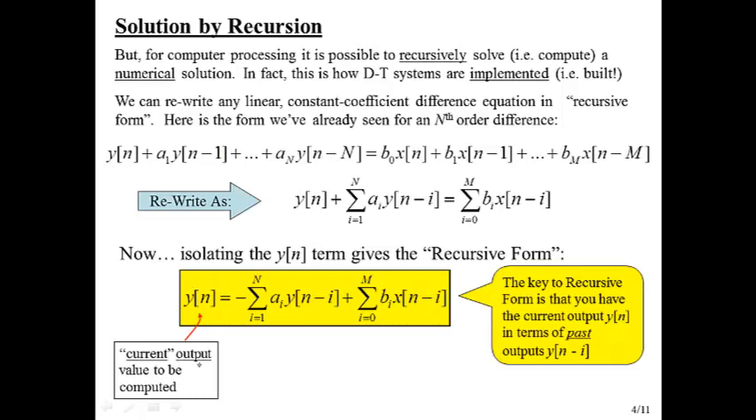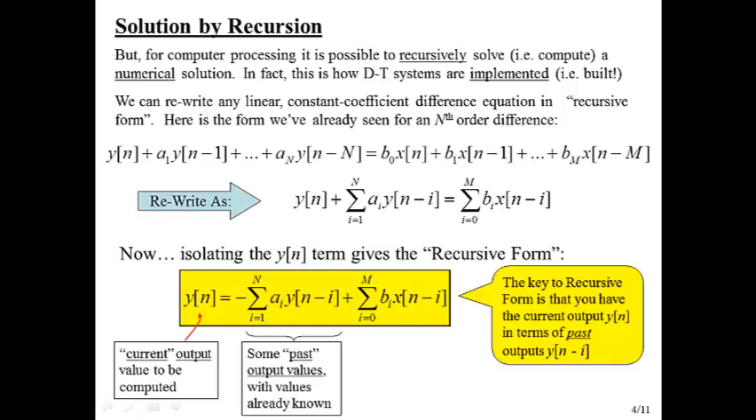So that's our current output. That's the thing that we're trying to actually compute. It's a linear combination of some number of past output values. We assume that we've already been computing this output for a while and we have those available to us.